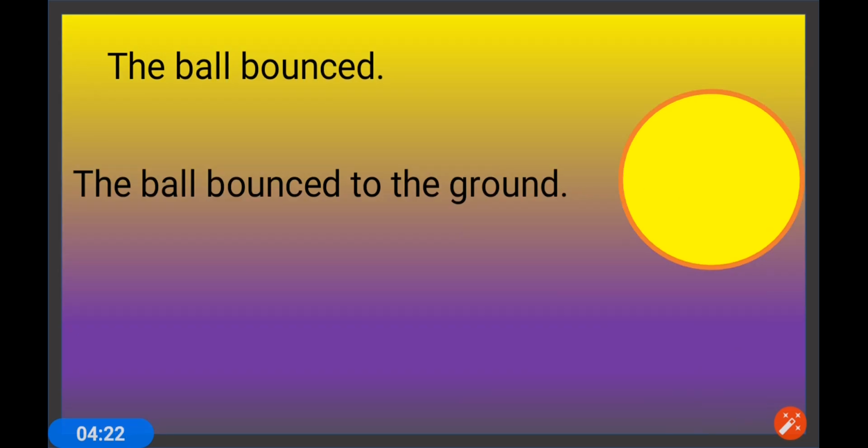Okay, the next we have is the ball bounced. The ball is the subject, bounce is the verb. So there is no object in this sentence. So we say this is an intransitive verb. The ball bounced to the ground. To the ground is the phrase, and it answers to where the ball bounced. Okay, I hope we're getting this, kids.